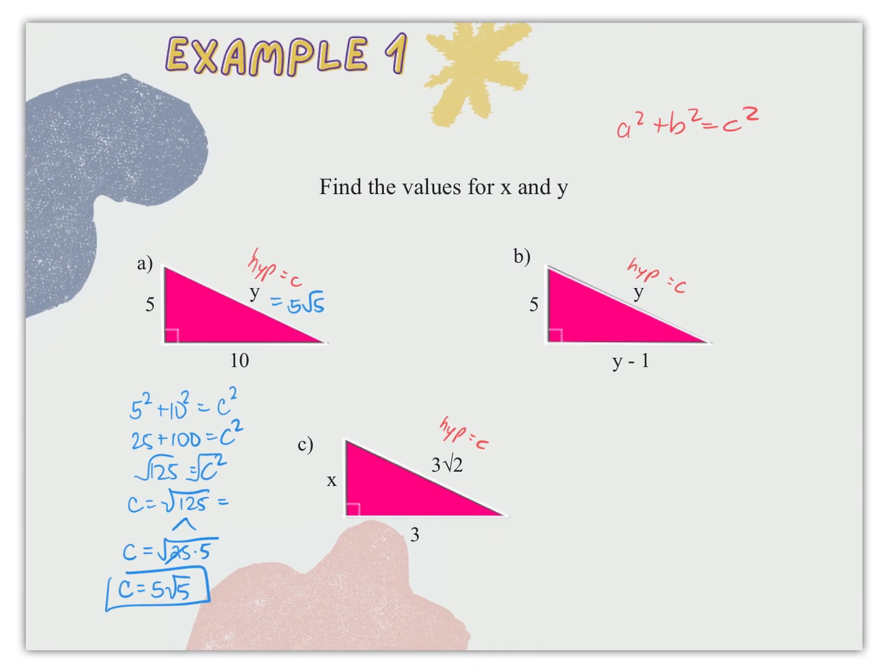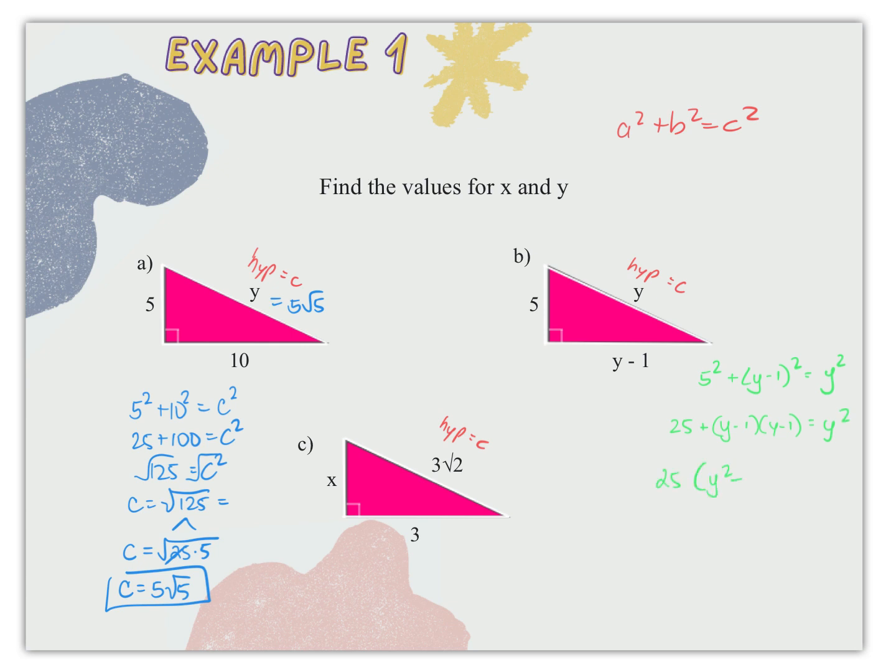When we go to B, let me do B in a different color. So here again, I've got a little bit more interesting problem, right? I've got 5 squared is one leg. The other leg is y minus 1 squared, and it equals C, which is y squared. And so I have to FOIL this. This is going to be 25 plus y minus 1 times y minus 1. So let's get to FOILing that, right?